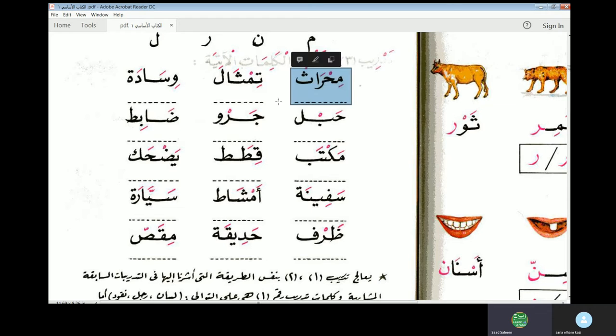Mihrath is a plow. Timthal, statue. Wisada, pillow. Habl, rope. Jaru, puppy.